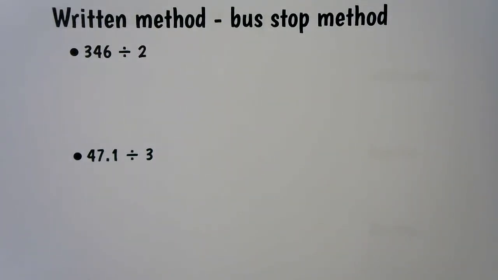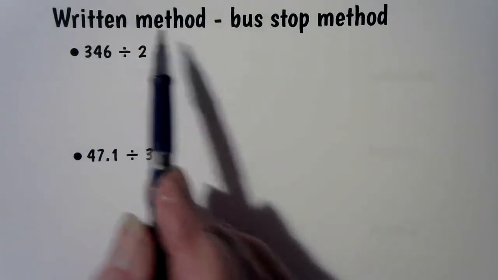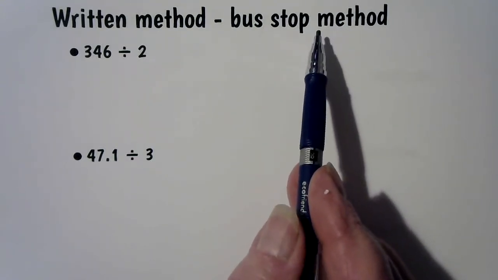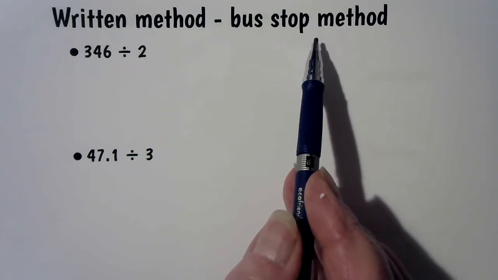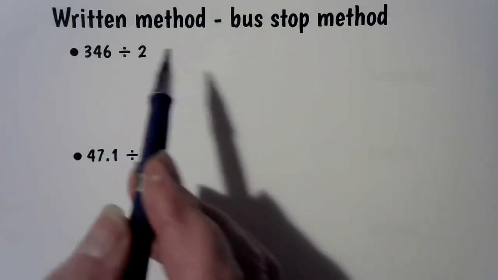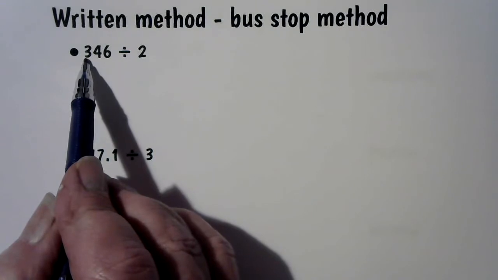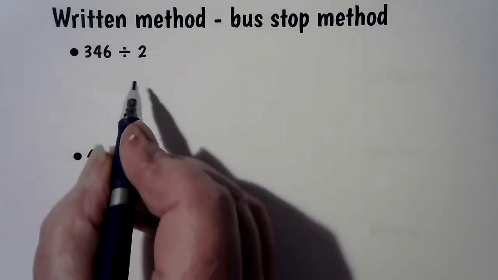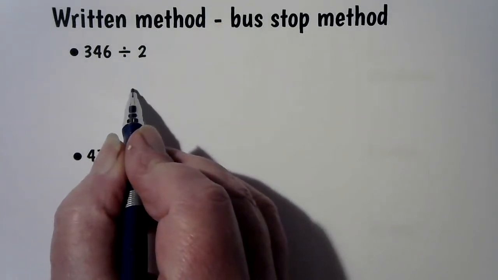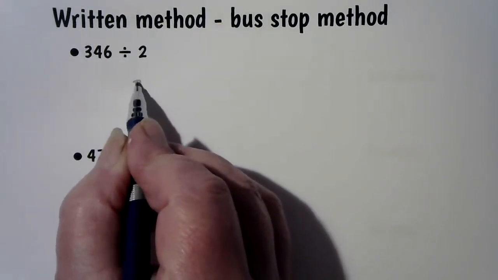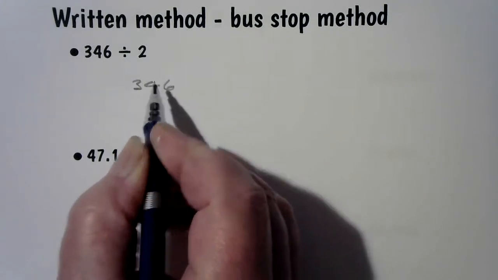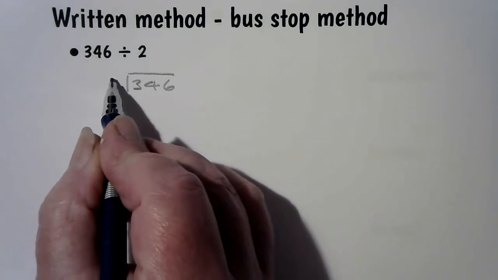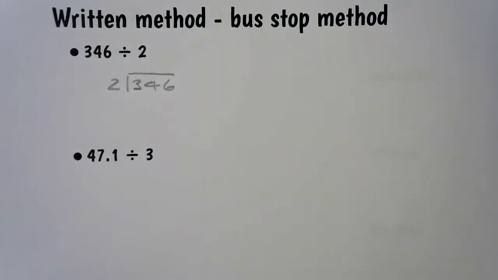Right, so the written method that we're looking at here is called the bus stop method, because it looks a little bit, not very much, but a bit like a bus stop. So let's have a look at two examples here. We've got 346 divided by 2. So I write my dividend, 346, and I put it in a bus stop. And I put the divisor on the outside there.